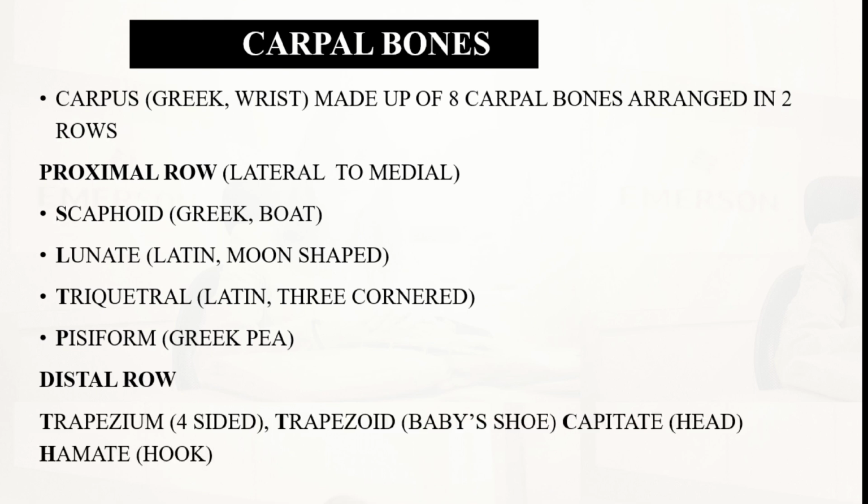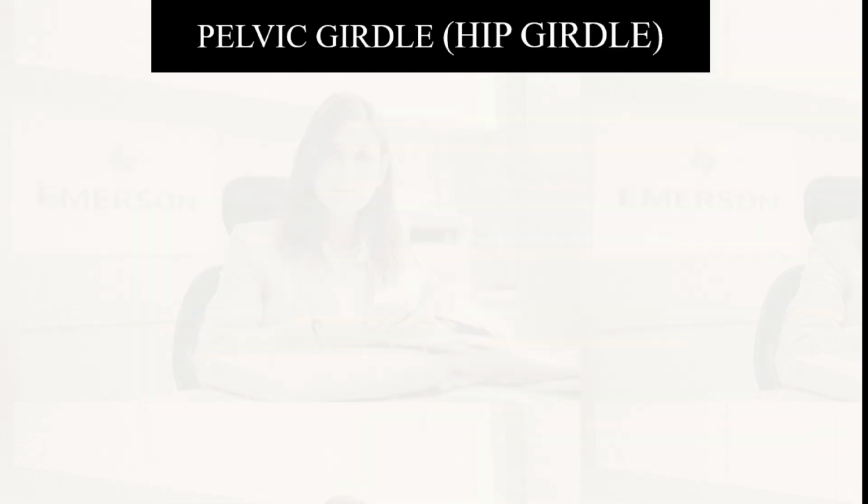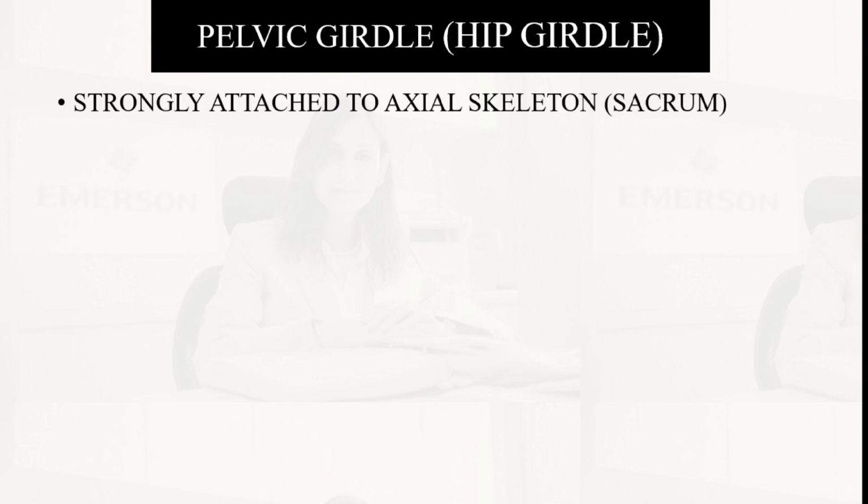That's the proximal row. Then the distal row has the trapezium, meaning four-sided, then trapezoid, meaning table-shaped, then capitate, which means head, then hamate, which means hook. Okay, those are the carpal bones. We are done with the shoulder girdle and going down the arm, forearm, and hand. Okay, so now the pelvic girdle.